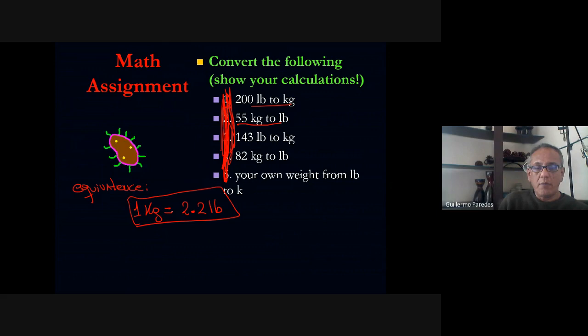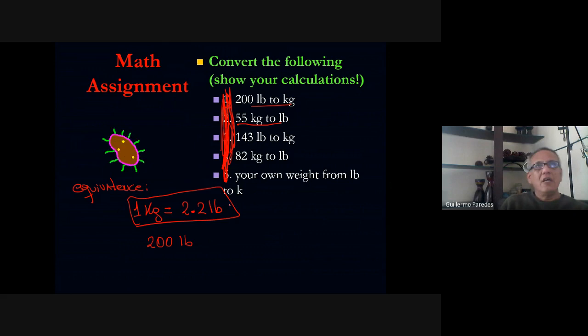Okay, now let's change pounds to kilograms. Look at what I'm doing. 200 pounds, I want to change into kilograms. How do I do that? Very simple. If you're going to do the method of what is bigger, what is smaller, what is heavier, what is lighter, you're going to get so confused.